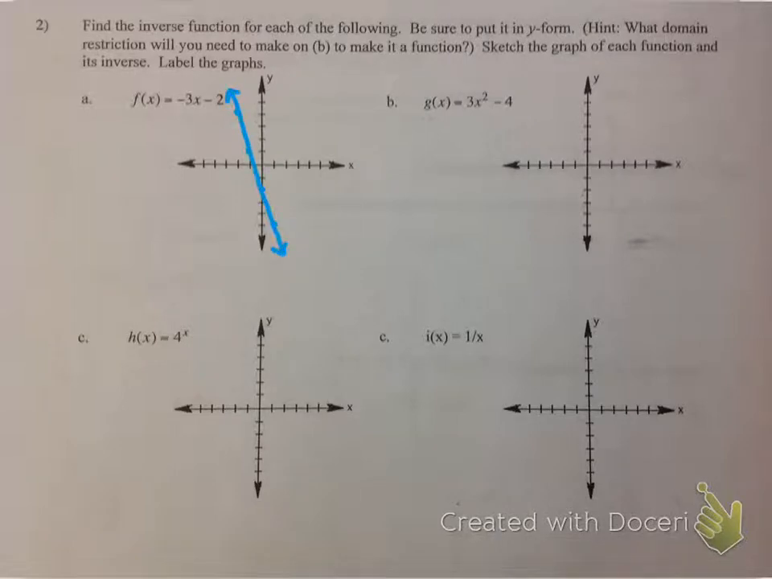Problem number 2 gave you a bunch of different parts. It said to find the inverse for each of the following functions, and then to put it in y equals form, and gave you a little hint for letter B. Then it said to sketch the graph of each function and its inverse and to label them so you could tell. So my version of labeling is going to be to make the original function blue and the inverse purple.